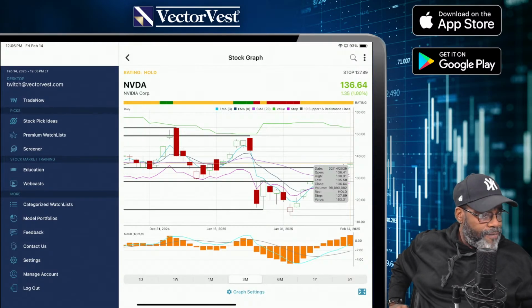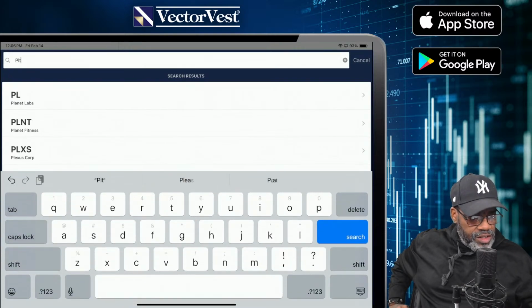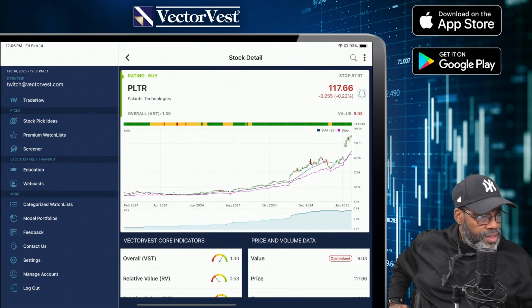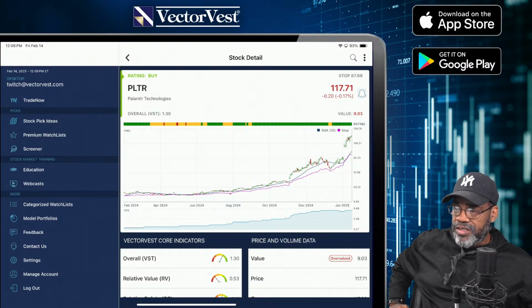Palantir 118 now. Let's go take a look at Palantir. That's another one, PLTR. So one just right there at 118. Look at that graph. That graph looks even better than NVIDIA. And I still think that NVIDIA is a powerhouse stock. Blackwell chips are a game changer in rolling out. The GPUs, the chips, I think that is what's pushing NVIDIA higher.